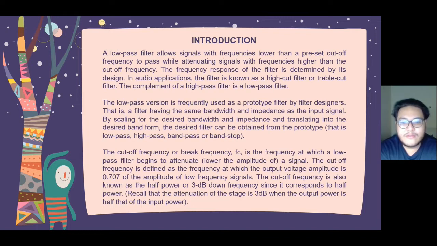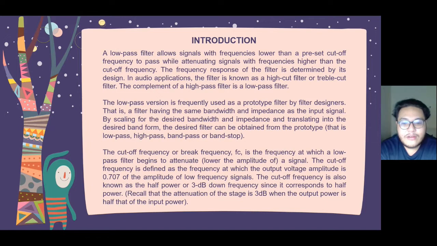The low pass version is frequently used as a prototype filter by filter designers. That is a filter having the same bandwidth and impedance as the input signal. By scaling for the desired bandwidth and impedance and translating into the desired band form, the desired filter can be obtained from the prototype, that is low pass, high pass, band pass, or band stop.